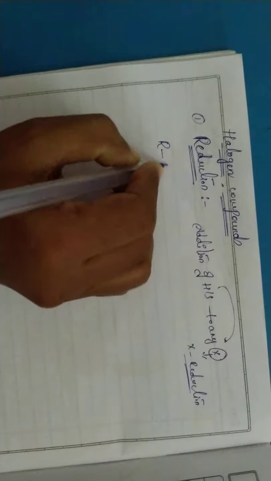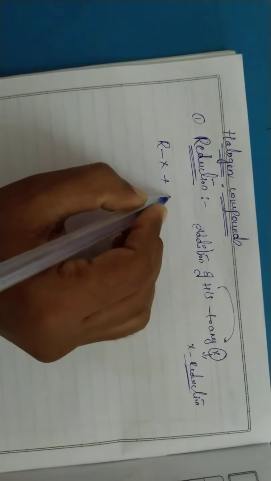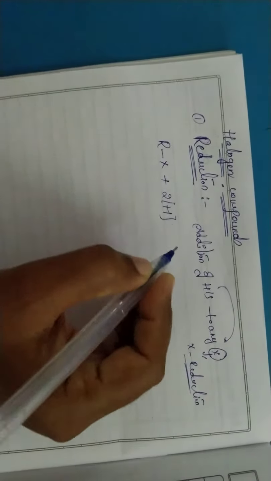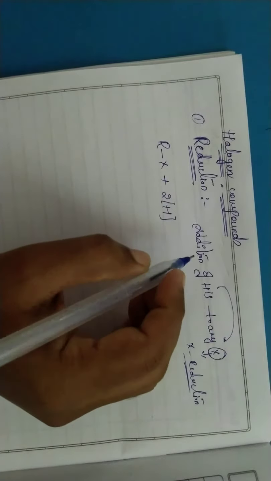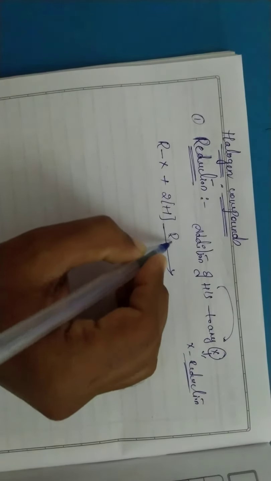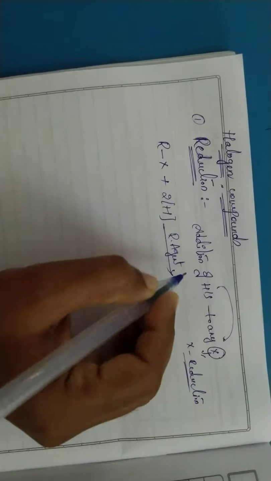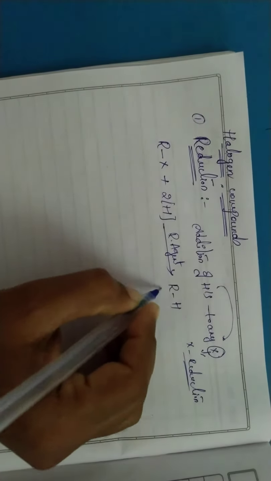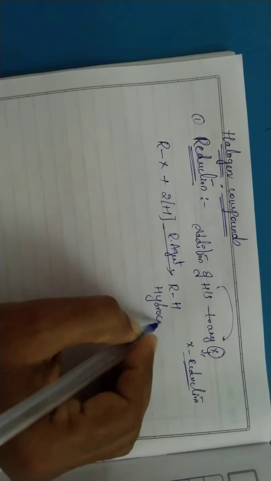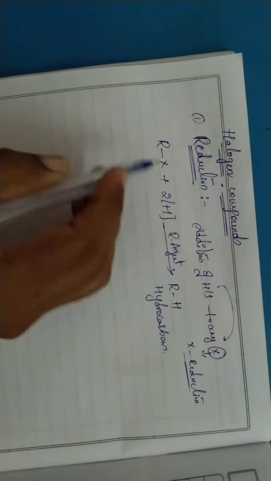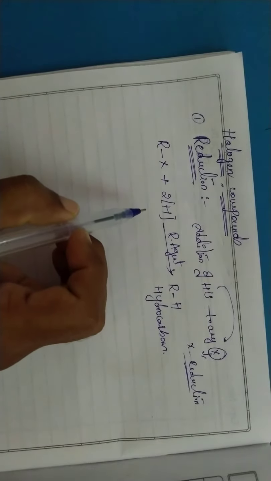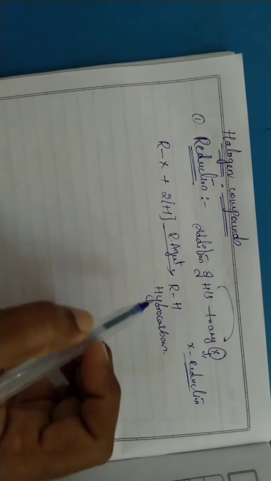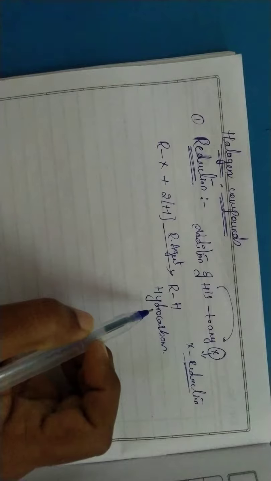So our halogen compound, for example an alkyl halide, that is RX, is reacting with nascent hydrogens. Nascent hydrogens are highly reactive hydrogens in the presence of any reducing agent. They are converted into RH, which is nothing but hydrocarbons. So the halogen compounds, when reacting with hydrogens in the presence of reducing agents, are converted into hydrocarbons. This is called a reduction reaction.